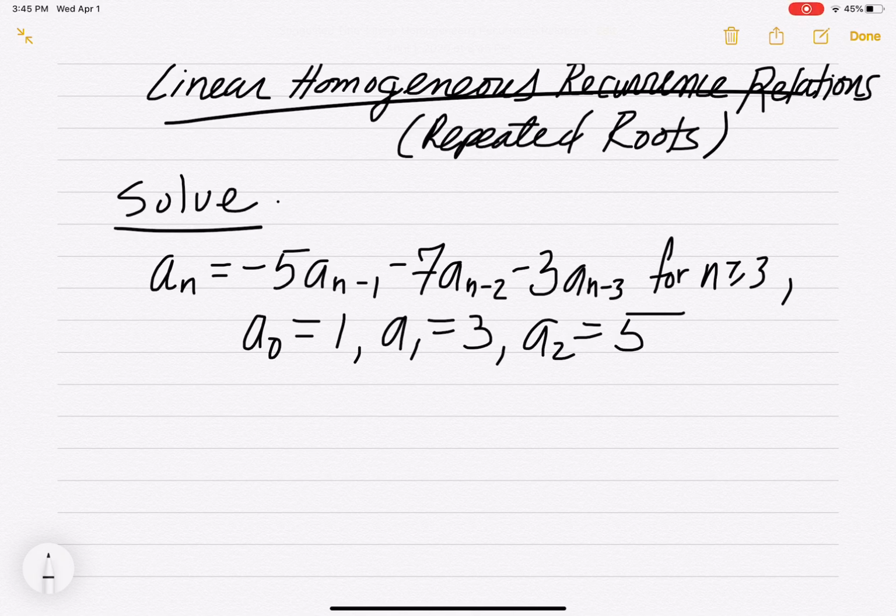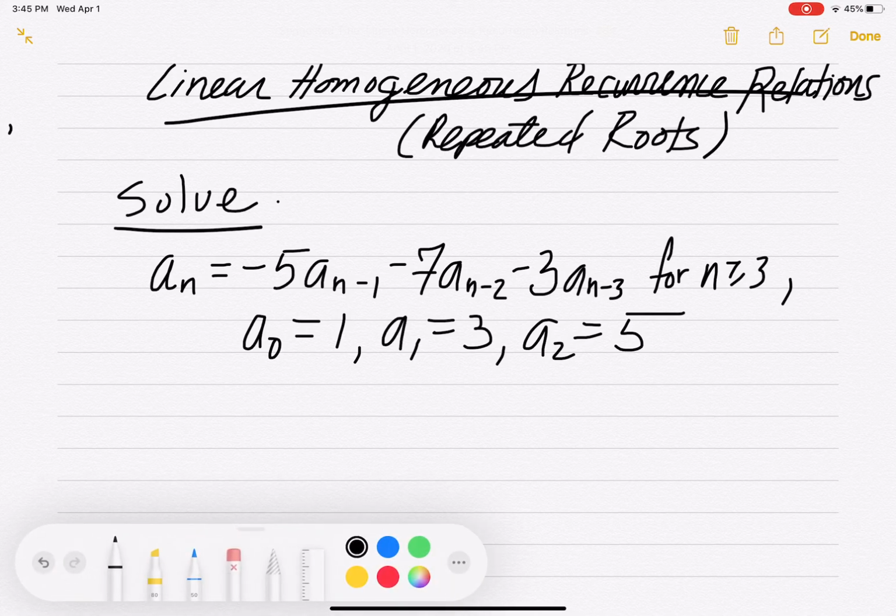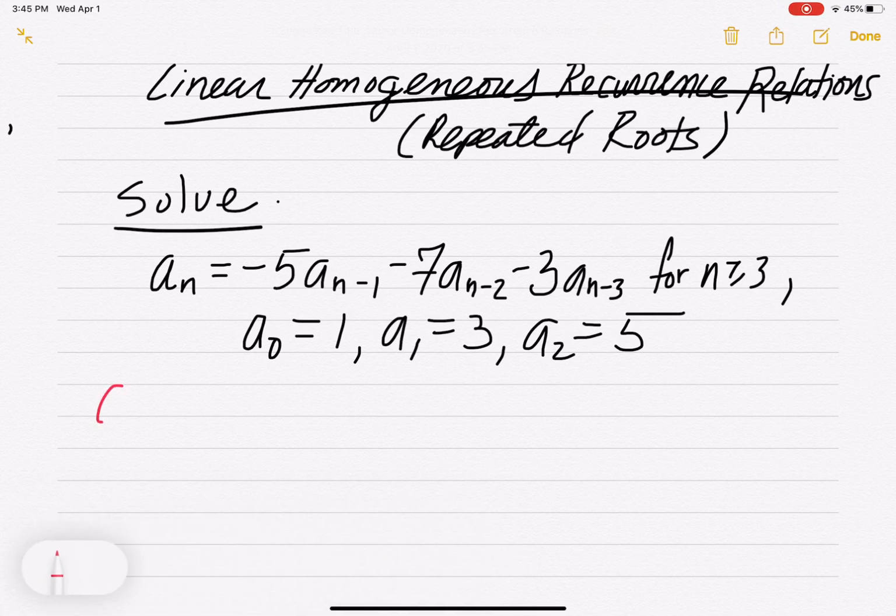So we want to do yet one more example of a linear homogeneous recurrence relation with a repeated root. I'm already telling you up front there's a repeated root to the characteristic equation. So let's get started with this one. Hopefully I wrote it down correctly. The characteristic equation is the first step you're trying to solve.